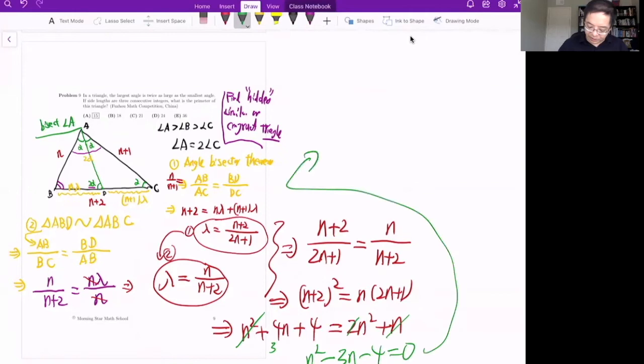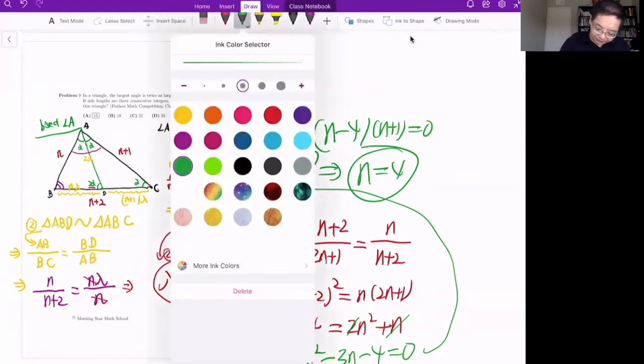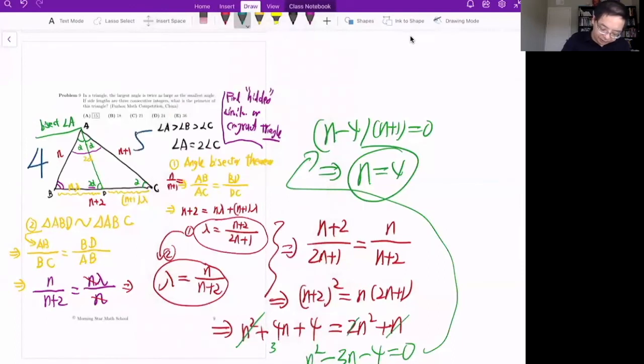And from here, we can just factorize this. It's (n minus 4) times (n plus 1) equals 0. So I get n is 4. One side is 4, so the 3 sides are: this is 4, this is 5, and this is 6. So if you have 4, 5, 6, one angle is twice another, the largest one is twice the smallest one. So the perimeter is 4 plus 5 plus 6, that's 15.